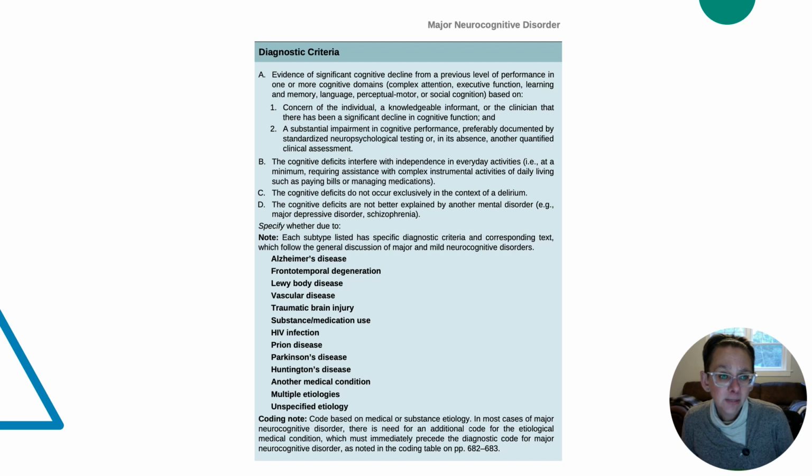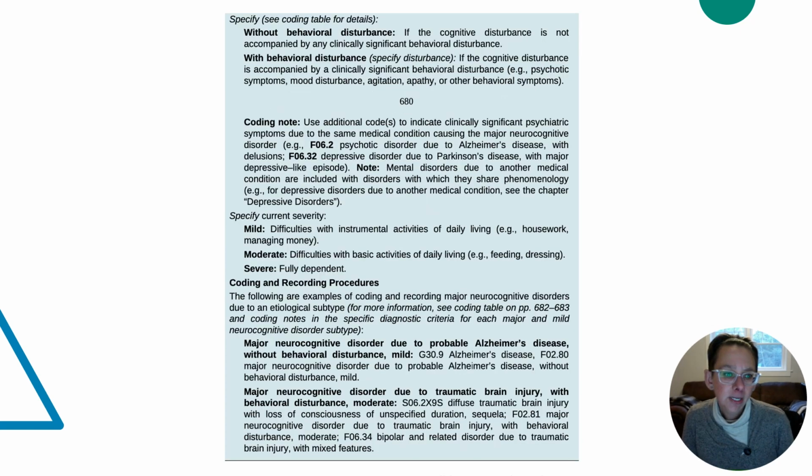It is not part of delirium. Not explained by another mental disorder. So schizophrenia has quite a bit of cognitive deficits, and actually bipolar when they're depressed or starting to hit a mania or hypomania, they have a lot of cognitive deficits, and so does major depressive disorder. So you have to rule out those prior to a major neurocognitive diagnosis, and then we have the specific subtypes. And then we have mild, moderate, and severe for it. And then other coding and recording procedures.